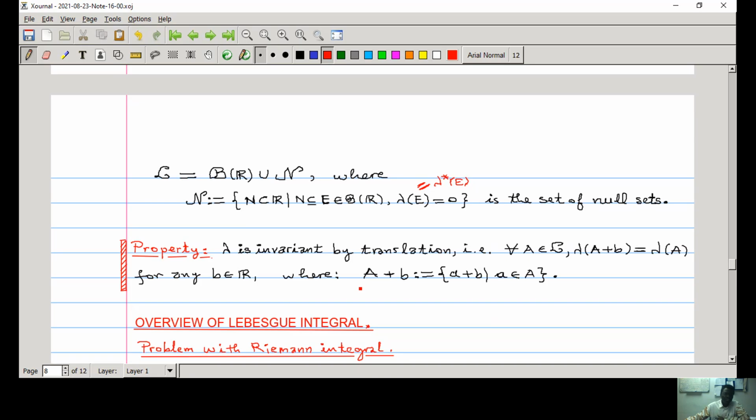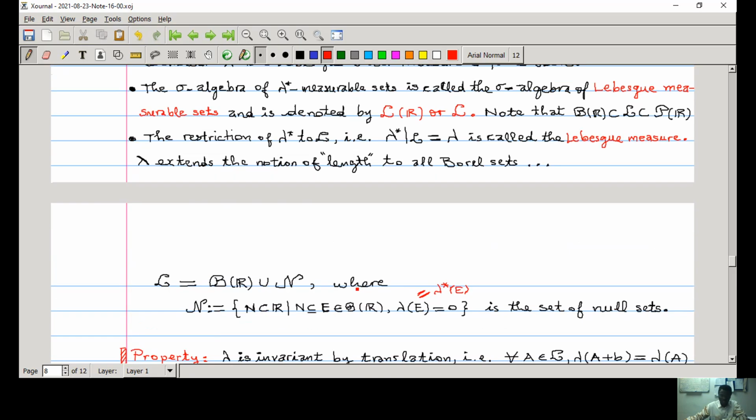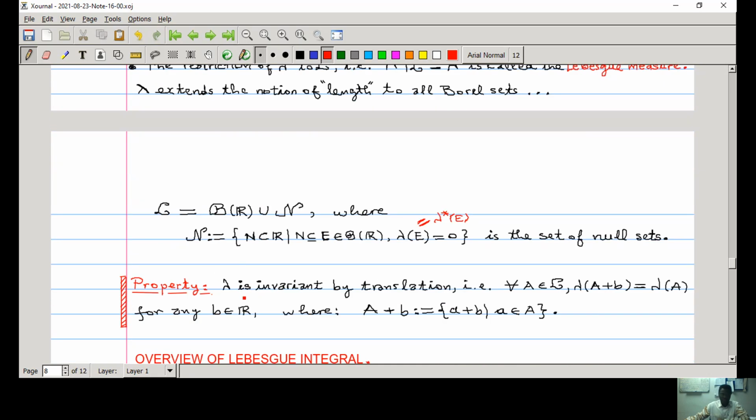Another useful piece of information is the connection between the Lebesgue sigma algebra and Borel sets. Lebesgue is larger, so the Borel sigma algebra is contained in the Lebesgue sigma algebra, as you can see here. The Lebesgue sigma algebra is the union of the Borel sigma algebra and the set of null sets. So it's the union of the two.